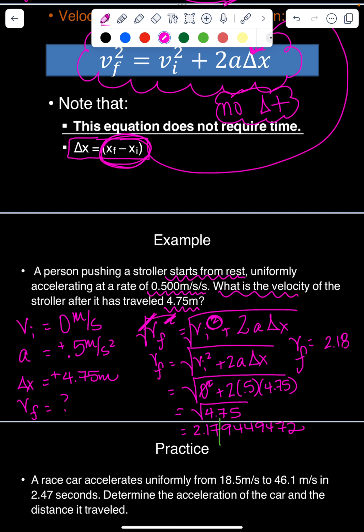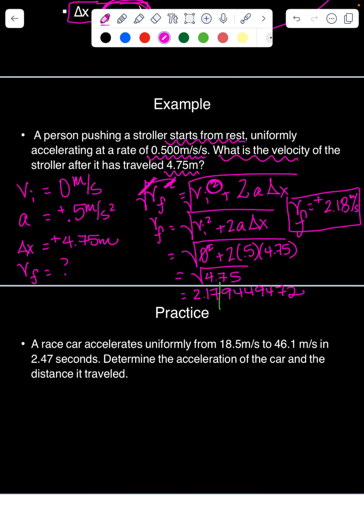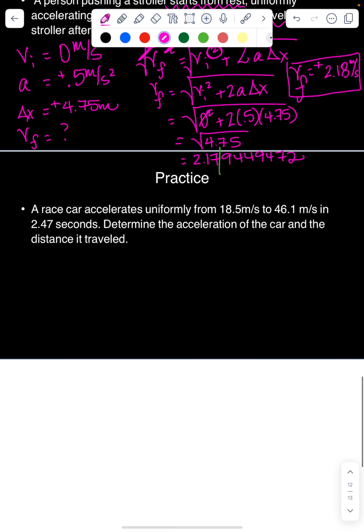2.18. We know that velocity is found in meters per second, and we are assuming that the person is pushing a stroller in that positive direction. So remember, velocity and displacement have to have that matching direction. All right. So after this person has pushed this stroller 4.75 meters with an acceleration of 0.5 meters per second every single second, she is going 2.18 meters per second at that time. All right. So the very, very, very last thing that we are going to do.